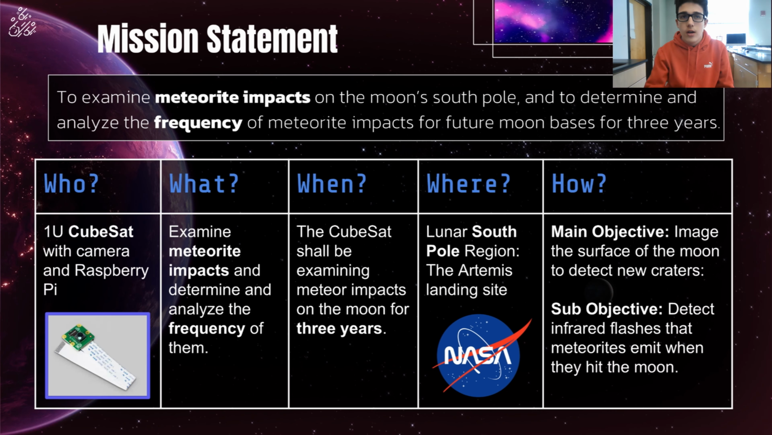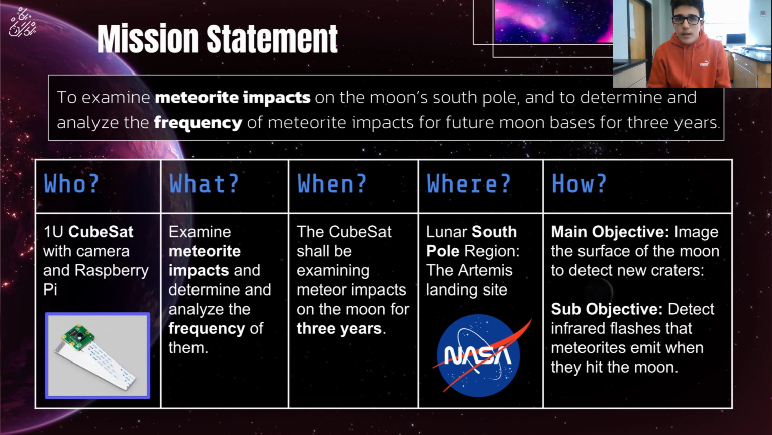And I'm Karan. So our mission statement is to examine meteorite impacts on the moon's south pole and to determine and analyze the frequency of meteorite impact for future moon bases for 3 years. This mission will be conducted using a 1U CubeSat with a camera and Raspberry Pi. All the materials in the CubeSat will be mentioned later in the mass budget and the bill of materials. The CubeSat will examine meteorite impacts and determine and analyze the frequency of meteor impact on the lunar surface.